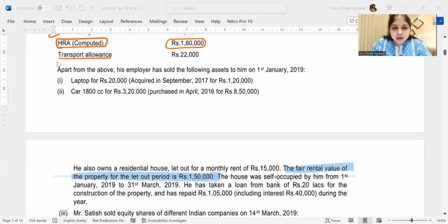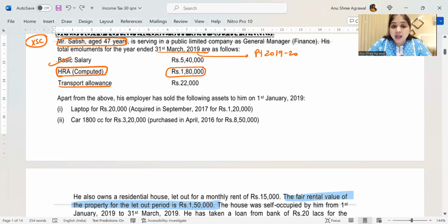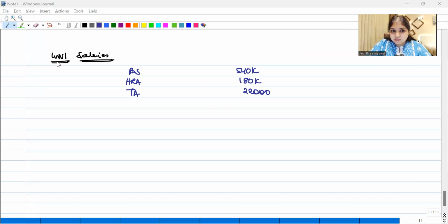Now after this, apart from the above, his employer has sold the following assets to him on 1st January 2019. Sold, guys, employer has sold. So transfer of movable asset. We have laptop and car. Two assets the employer has sold to the employee. Transfer. You remember that adjustment?